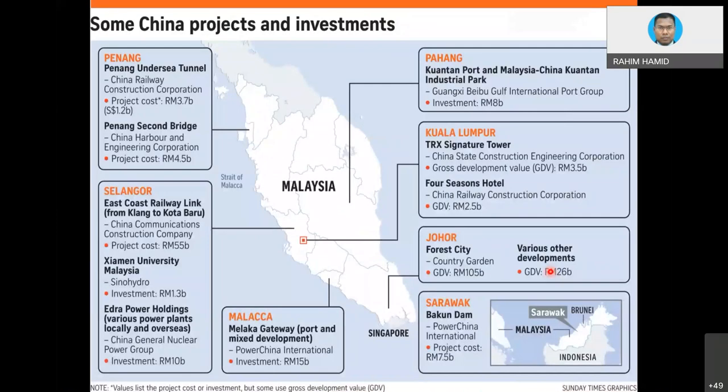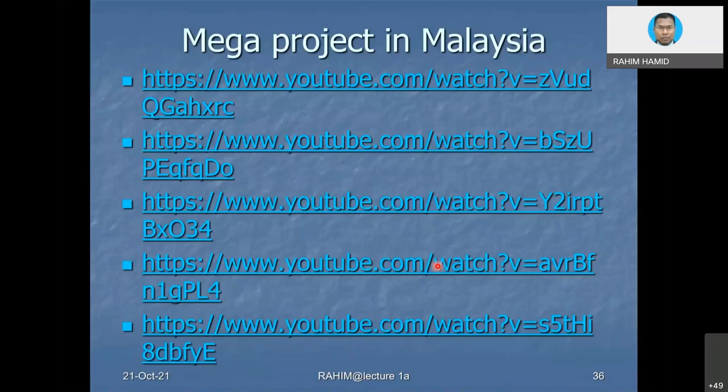And lastly, you can basically Google or go to YouTube. There are a lot of mega projects in Malaysia. Those mega projects will contribute to jobs in the next 5 or 10 years, whatever. And remember, in Malaysia, we have a 5-year plan. Recently, the government just released the 12th Malaysia Plan, and the government plans to spend around 400 billion in the next 5 years. So some of that 400 billion will go into the construction industry.